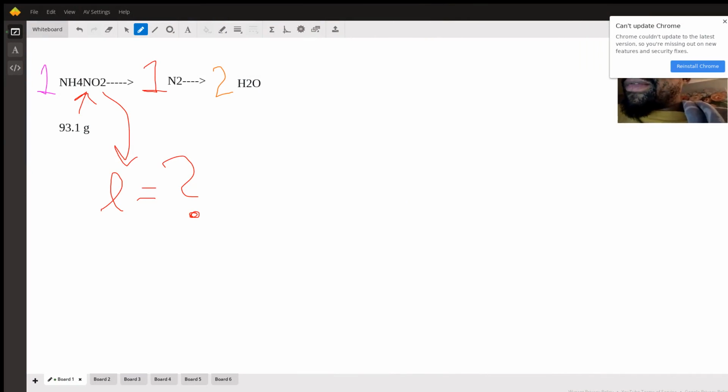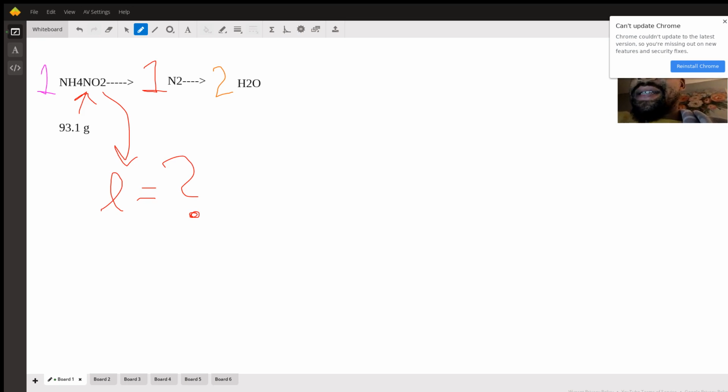So, what volume of nitrogen in liters can be produced by the decomposition of 93.1 grams of NH4NO2 that decomposes to nitrogen gas and water? So basically this is a two-step problem. It's an ideal gas problem and a stoichiometry problem from General Chemistry 1. That's typically where you see this type of problem.